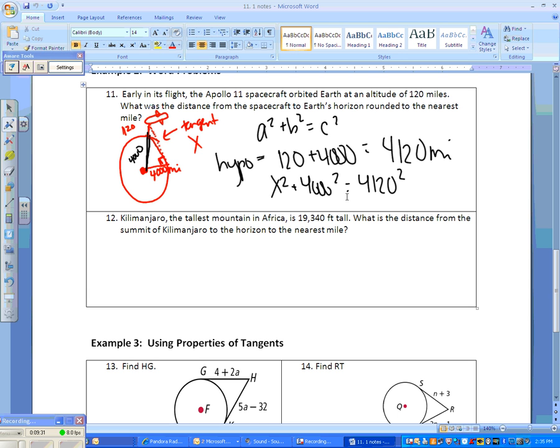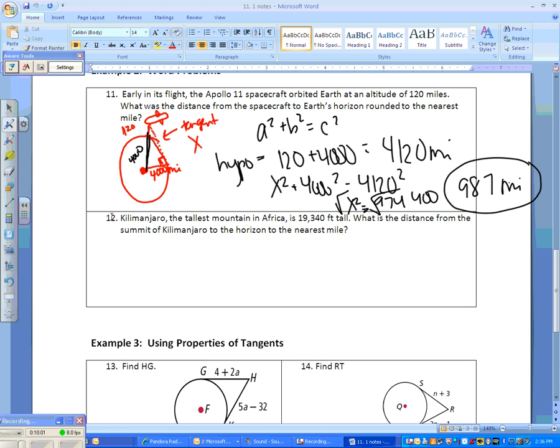And you get x squared equals 974,400. And then the last thing you have to do is square root. And you get that the spacecraft was approximately 987, to the nearest mile. Yeah, 987 miles from the horizon. Okay, so let's see. What was the distance from the summit to the horizon to the nearest mile?